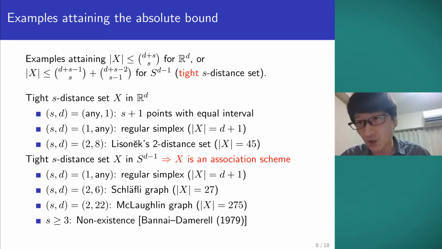X has the structure of an association scheme, actually. So for s equal to 2, the tight 2-distance set has the structure of a strongly regular graph. A strongly regular graph is an association scheme of class 2. So they are good strongly regular graphs. From the structure of an association scheme, we can prove the non-existence of tight s-distance sets for s at least 3.